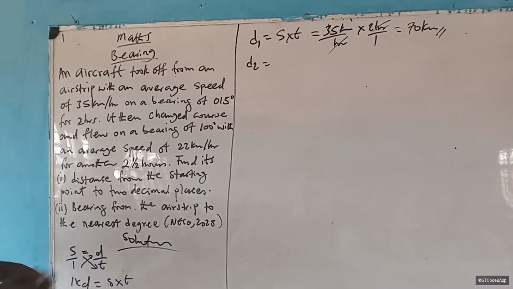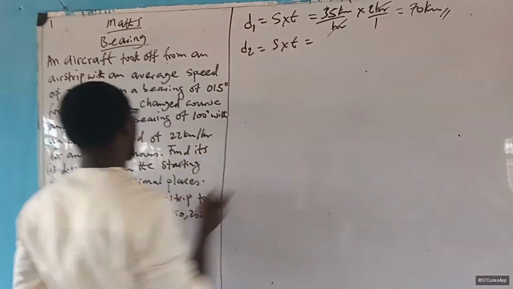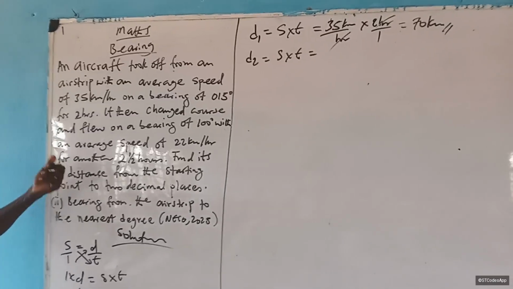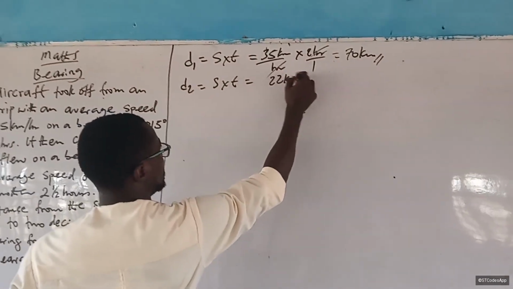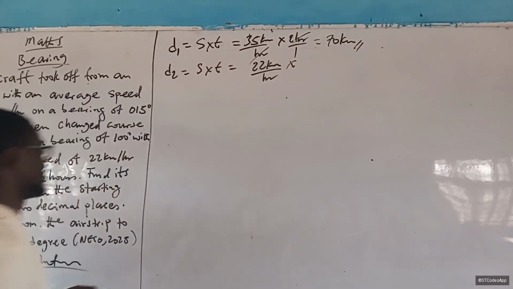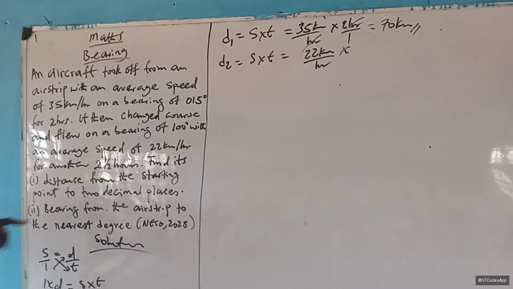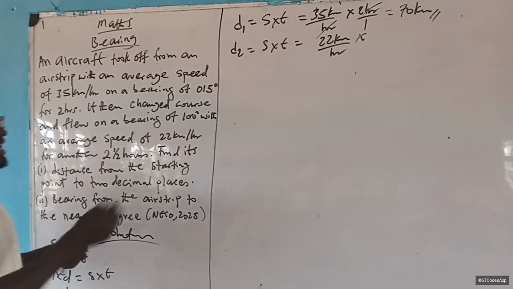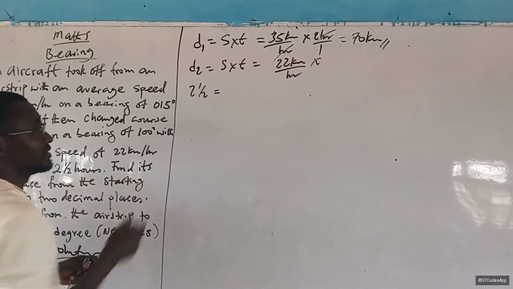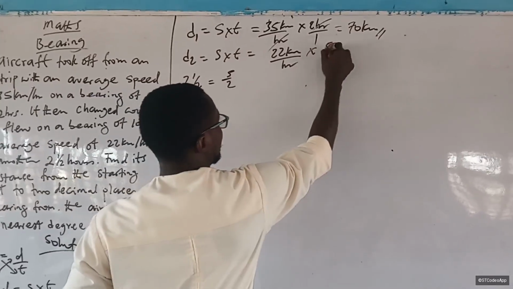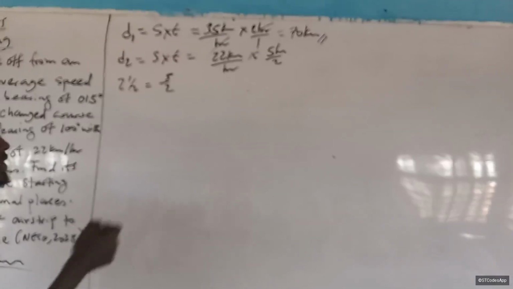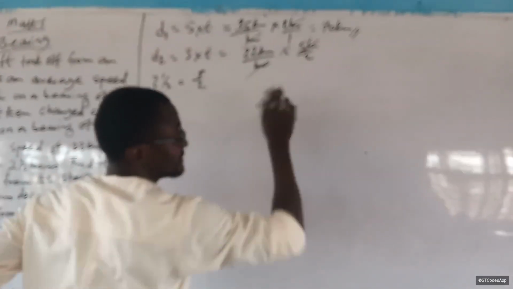Second distance will be the same, speed times time. And what is the speed for the second journey? The speed there is 22 km per hour. So that will give us 22 km over hour times the time. The time we have there is 2.5 hours, right? We can change this from a mixed number to an improper fraction: 2 times 2 is 4, 4 plus 1 is 5, so it was 5 over 2. So I'm going to have times 5 hours over 2. Now, hour is common. Hour cancels hour.